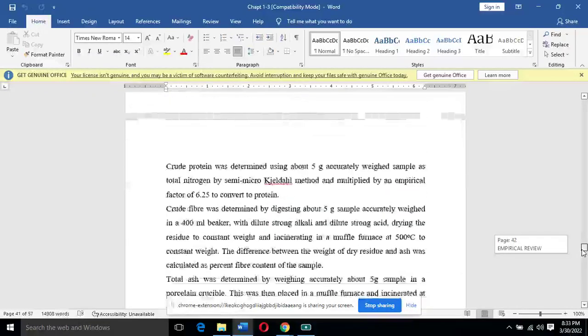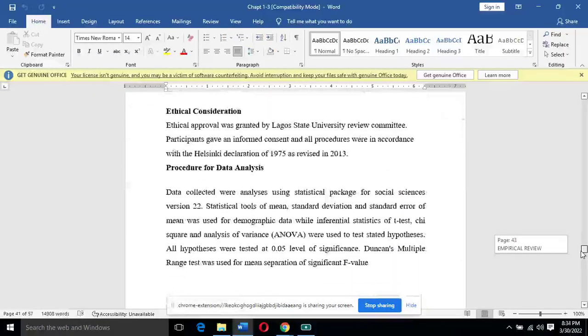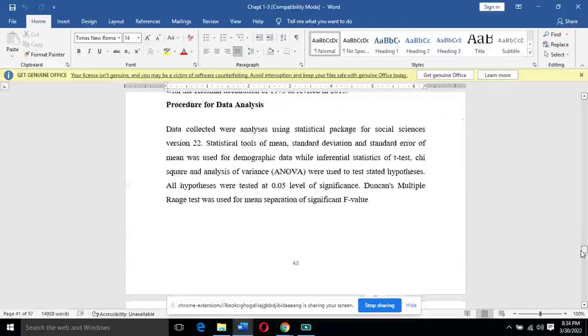After that, you may also need to tell us the procedure for your data analysis. This is also very important. We must know that when you collect data, the next thing is that you have to analyze it. You must tell us the procedure you use for your data analysis. Most of the time, we use SPSS for those in social sciences, in education, and in arts too.